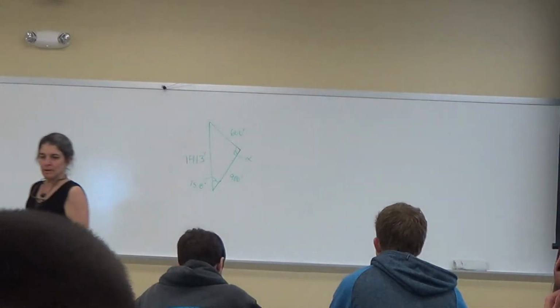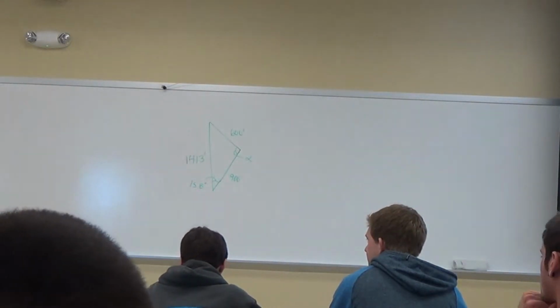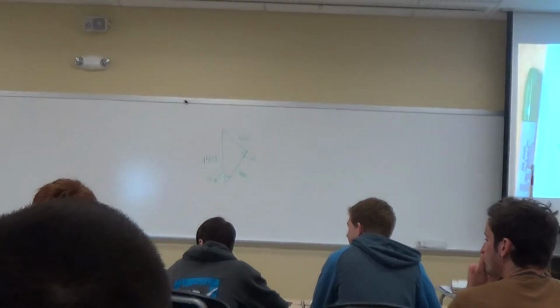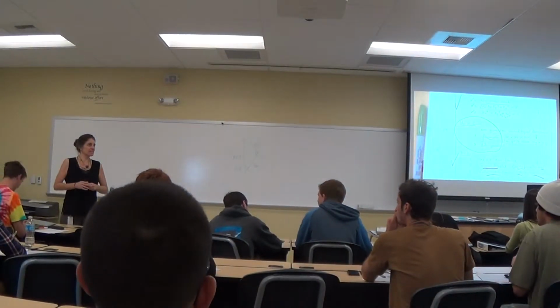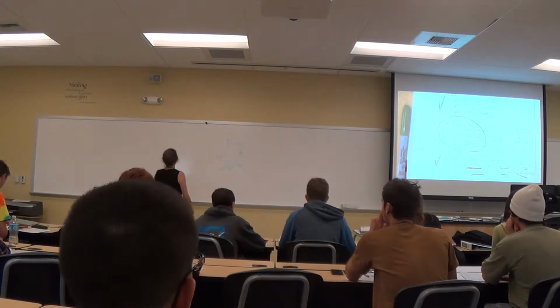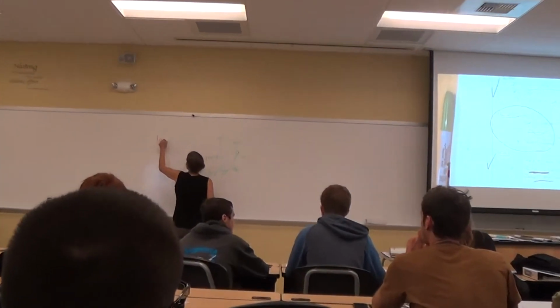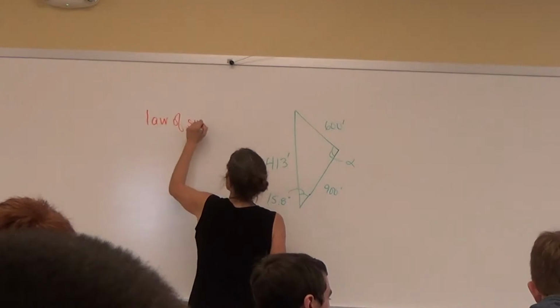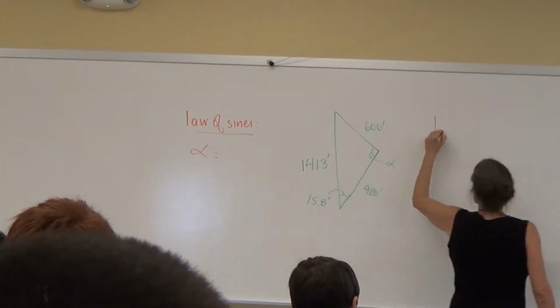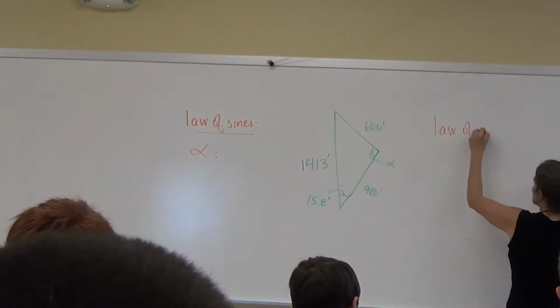Okay, so how are you going about solving for it? There are two different ways: law of sines and law of cosines. Okay, so law of sines. And what does alpha turn out to be? And then law of cosines.